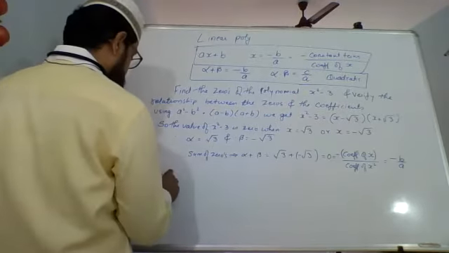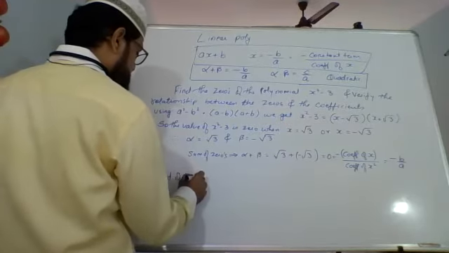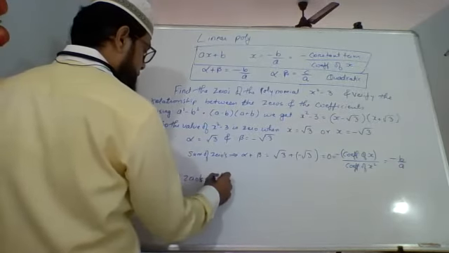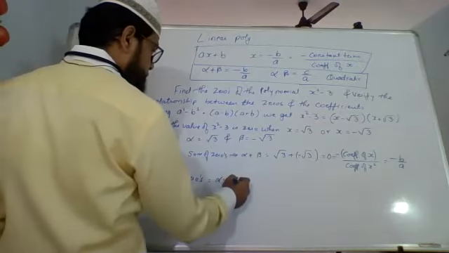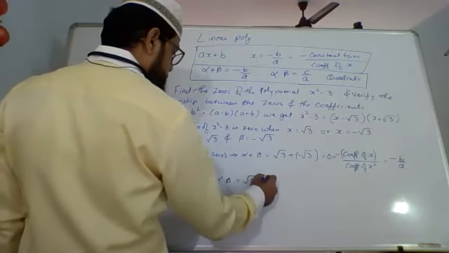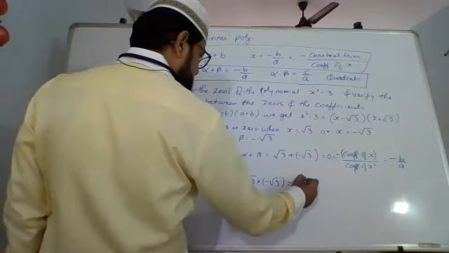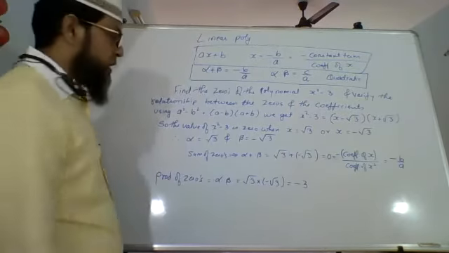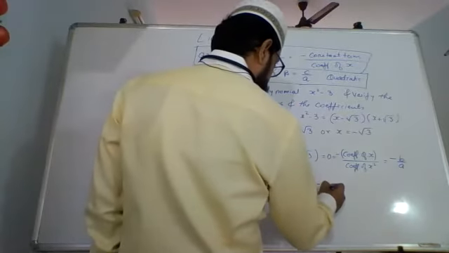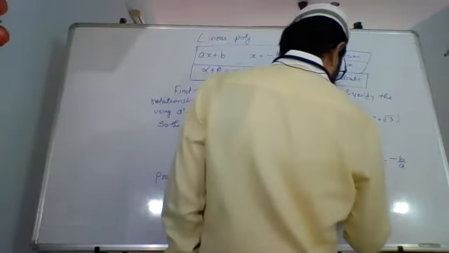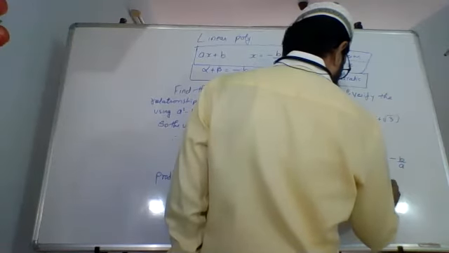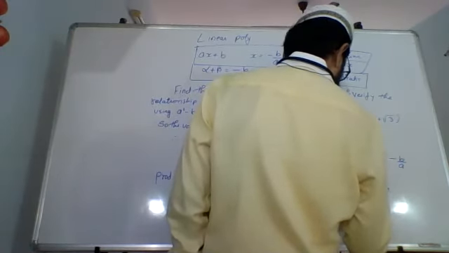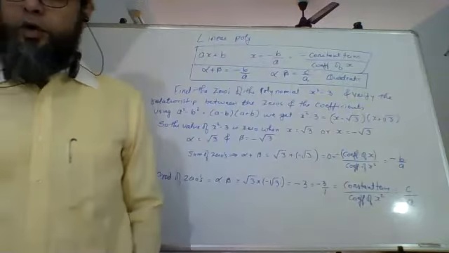Similarly, product of zeros is alpha into beta, which is root 3 into minus root 3, which is minus 3, which is nothing but minus 3 upon 1, which I can say is constant term upon coefficient of x square. Constant term here is c upon a.